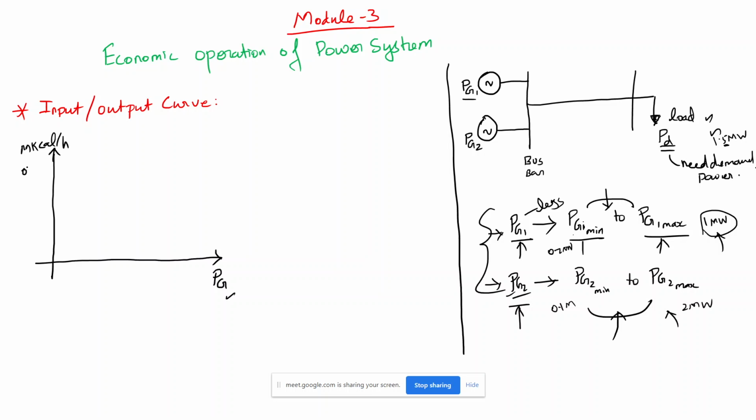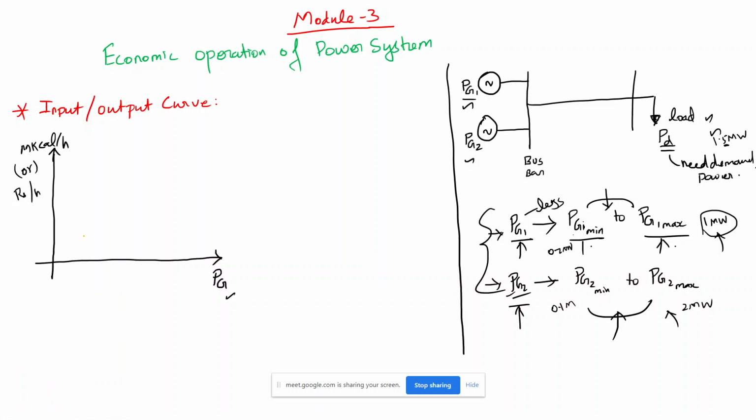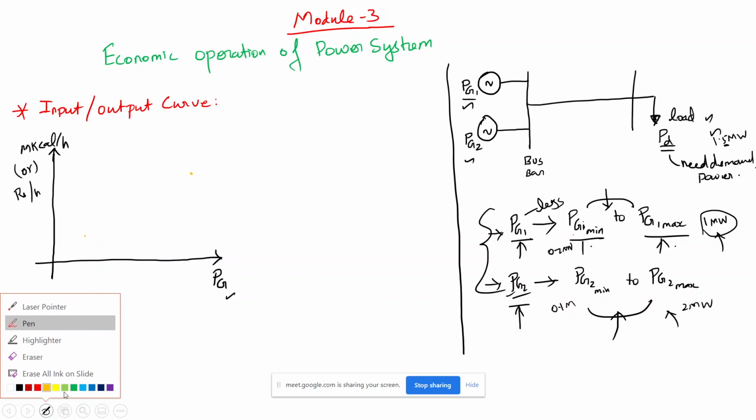Otherwise, the same y-axis can be given as rupees per hour, that is, how much cost we have spent to produce this much power. So this is the curve. We already know that each of these generators should operate between a minimum and maximum limit. So I will have 2 points here. This is the minimum and this is the maximum, and the line will be drawn like this.